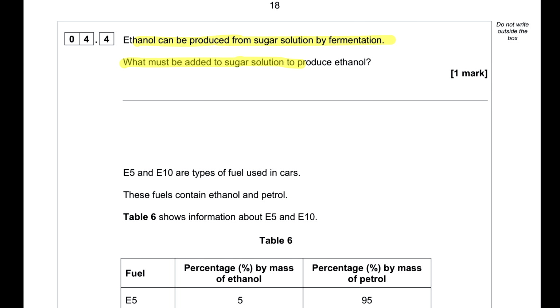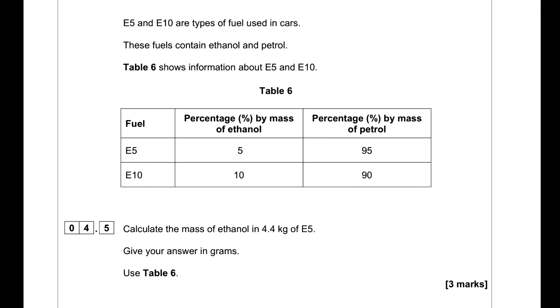What must be added to sugar solution to produce ethanol? Ethanol production requires yeast. Yeast has enzymes that can convert sugar into ethanol during anaerobic respiration.